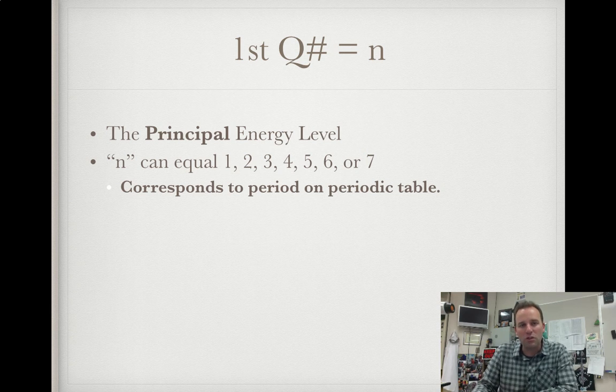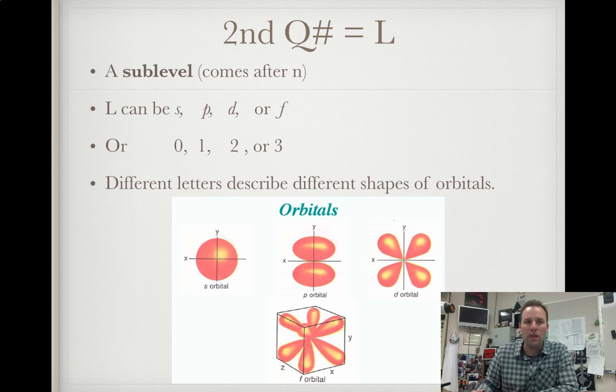So let's talk about the first quantum number. Again, it corresponds to the period on the periodic table. It can be 1, 2, 3, 4, 5, 6, or 7. It's how far away you are from the nucleus. The second quantum number, which is called l, would now be called a sublevel, okay? So sublevels are the shapes that the electrons travel in. Every floor of the building has these same sublevels.